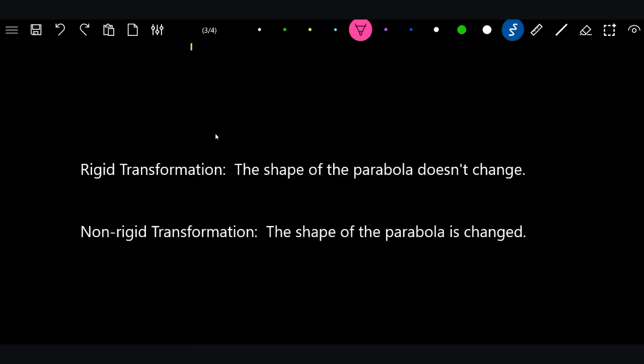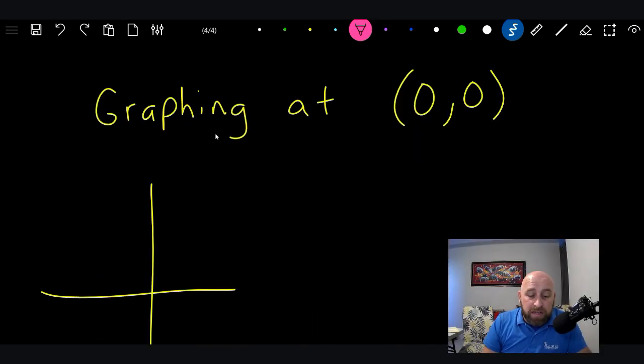I have one other thing that I want to show you, and this isn't going to take long, but I want to talk to you about how to graph the parent function. How do we graph at 0, 0? Okay, and that is on page 470 at the bottom. Here's the way that we do this. We just take our point, and we just put it at 0, 0.